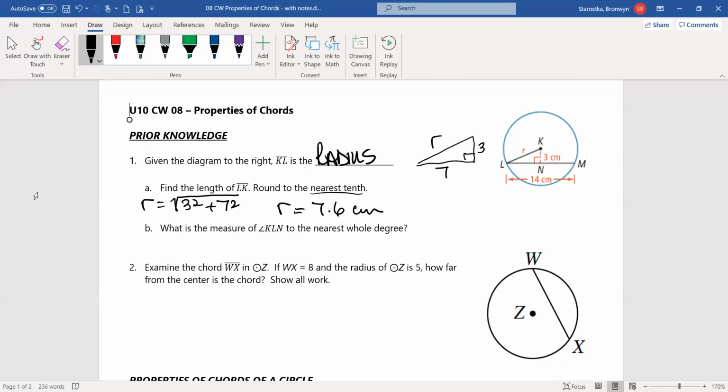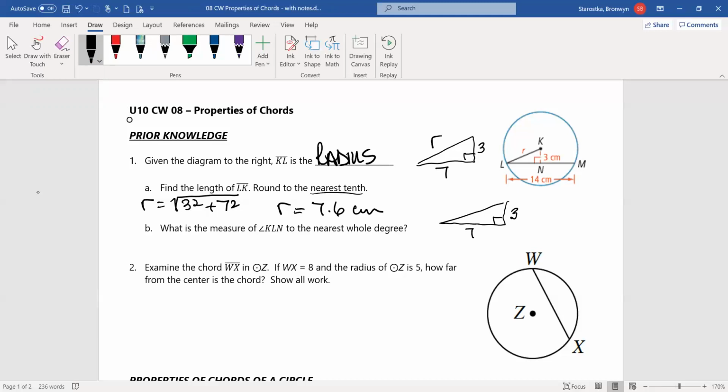What is the measure of angle KLN? I'm going to draw it out again. And I want to remind you, when we do this, let's not use the 7.6 number because it's a rounded number. So you don't want to put a rounded number into a trig ratio. But if you have to, you have to. That's when you would carry out your decimal to more than a tenth.